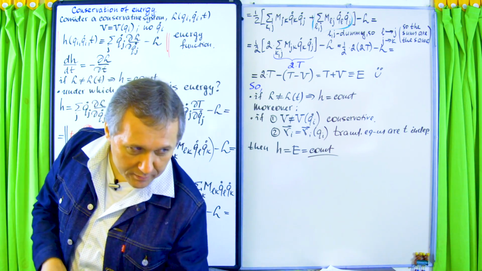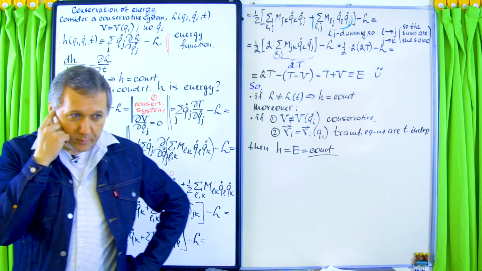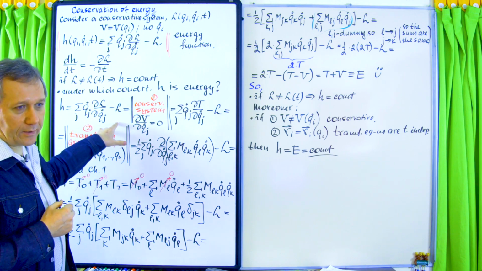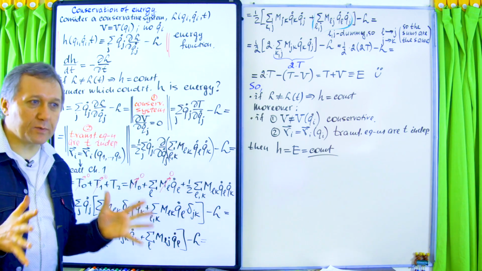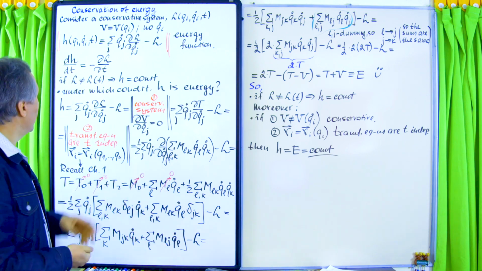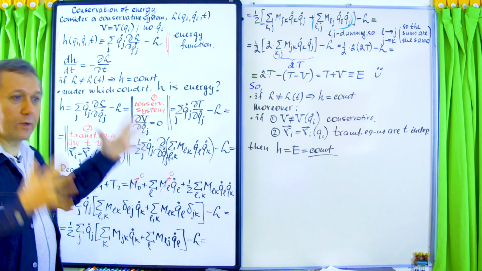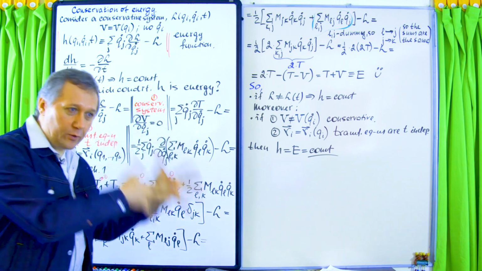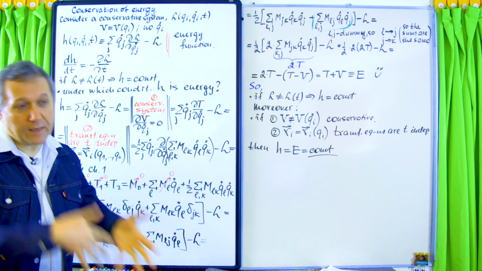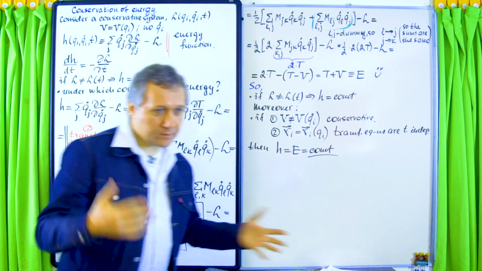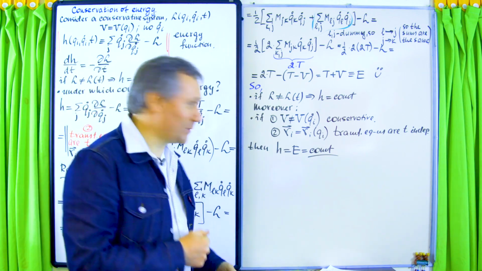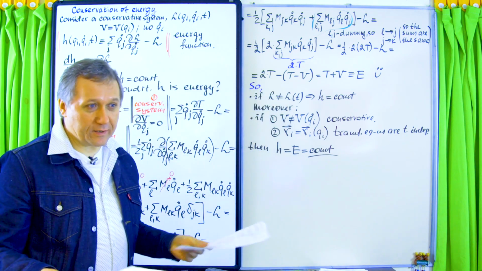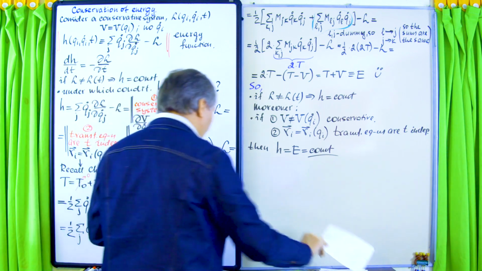And of course, in a few weeks, when we get to the Hamiltonian formalism, we will see that the Hamilton function will be introduced in a very similar way, like an energy function. The difference between the energy function and the Hamiltonian will be that the energy function is a function of q dot and t, but the Hamiltonian will be a function of q, p, generalized momentum, and t. Otherwise, they are introduced in exactly the same way. So now we got conservation of mechanical energy under the roof of Lagrangian formalism.